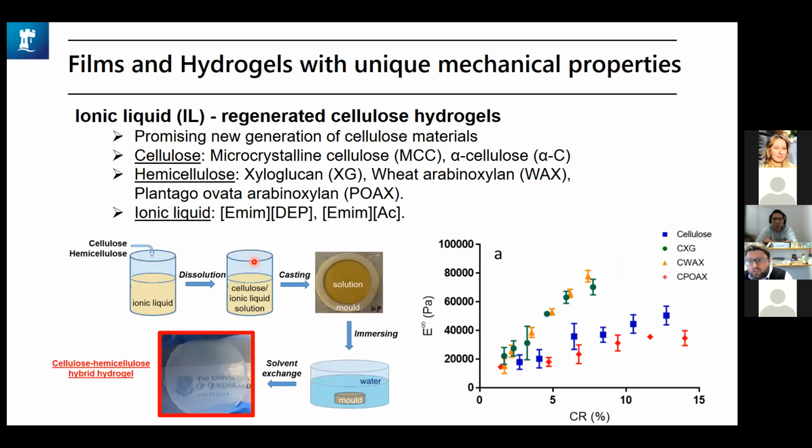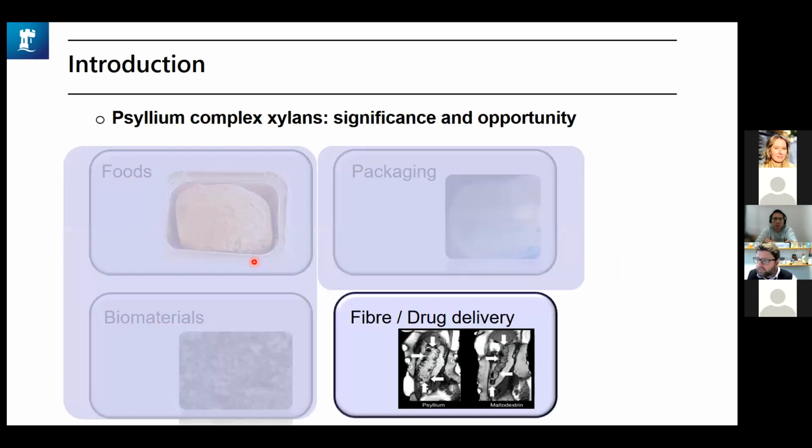And we started using our composites of xylans with cellulose using the ionic liquid regeneration method, where we've shown the opportunity for these polysaccharides from the composite and from the hydrogels and films with the unique micromechanical and hydration properties. So this is again just an illustration of why we should care about these materials.